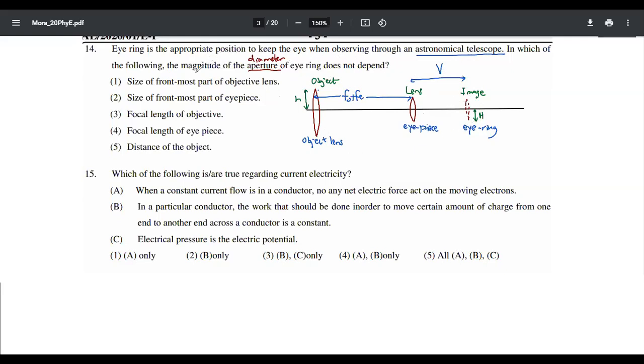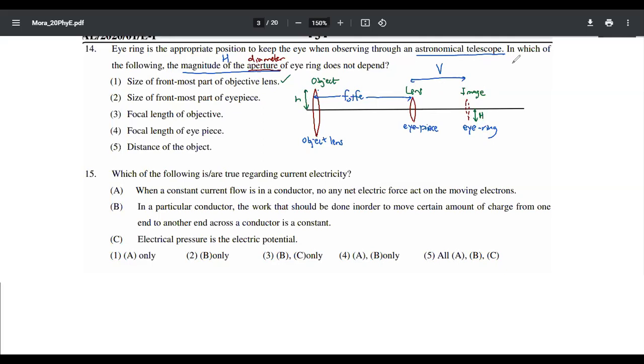The magnitude of the aperture means we are talking about that capital H. If capital H is larger, the magnitude of eye ring is larger. So capital H will depend on what, people? Size of the frontmost part of the object lens. That's correct. Because if the object is large, image will be large. If the object is small, image will be small. Because V will be constant.